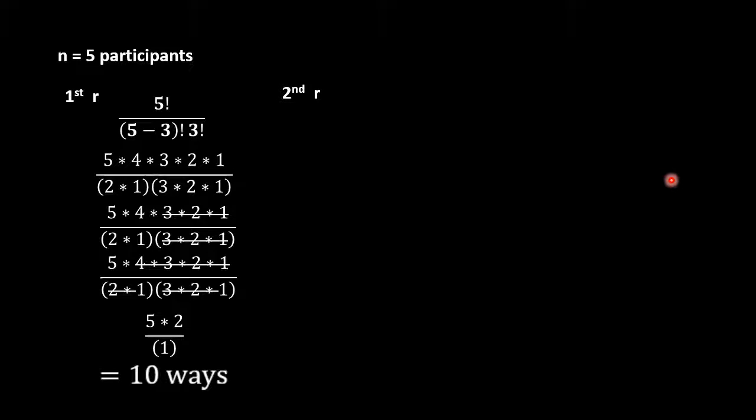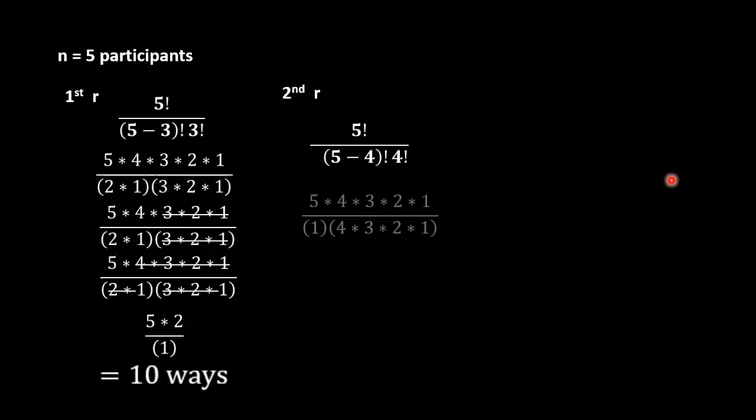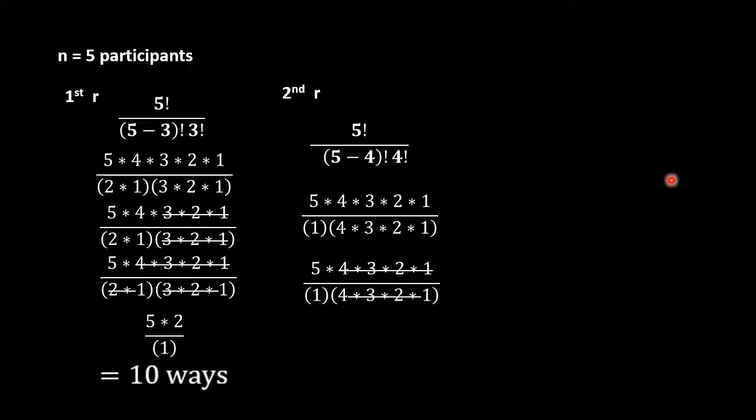Now, let's continue for the second case, when we are choosing 4 members to form a group from the 5 participants. Let's do 5 combination 4, since we are just selecting. Let's expand the expression. Doing that, let's also cancel the like terms. Now here we are left with just a 5 at the numerator and 1 at the denominator. We have 5 ways.